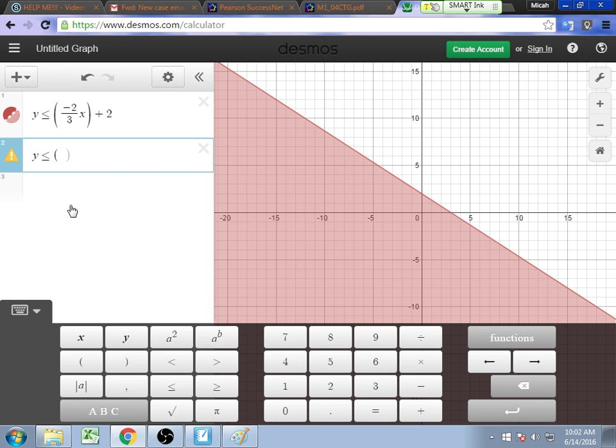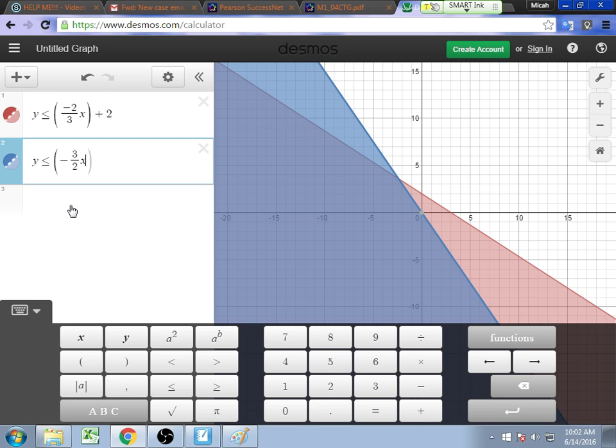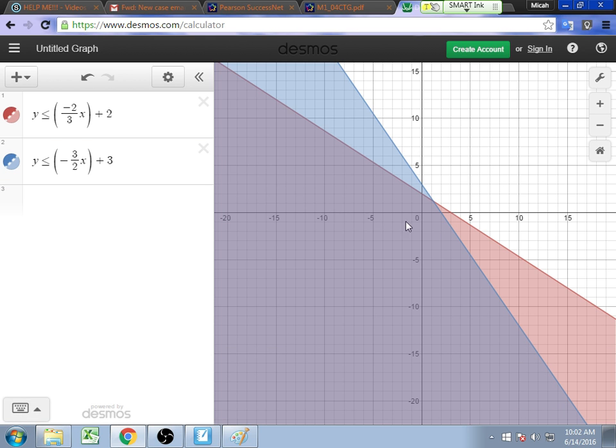negative 3 halves x plus 3. So the region that is shaded by both of them is the final solution. To turn in practice work, you can just do it in a calculator or whatever. But Jocelyn, for your question about the assessment, you do want to make a small drawn graph so that you can show which area does both shade. You could even make it a 5 by 5 graph.